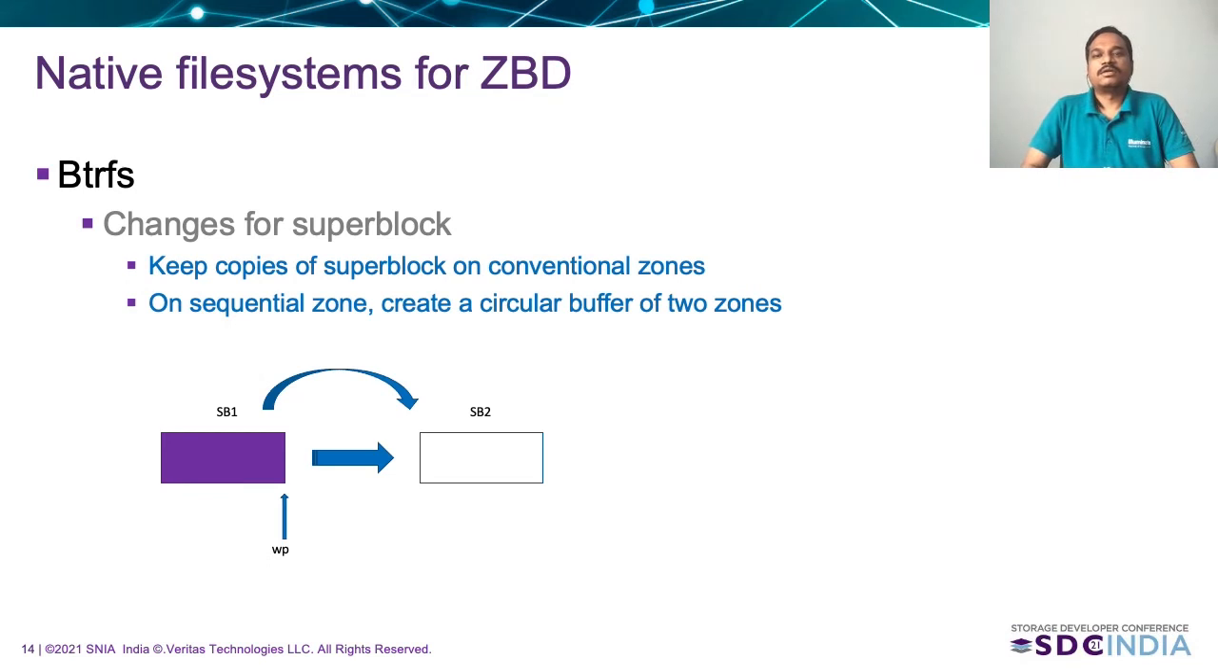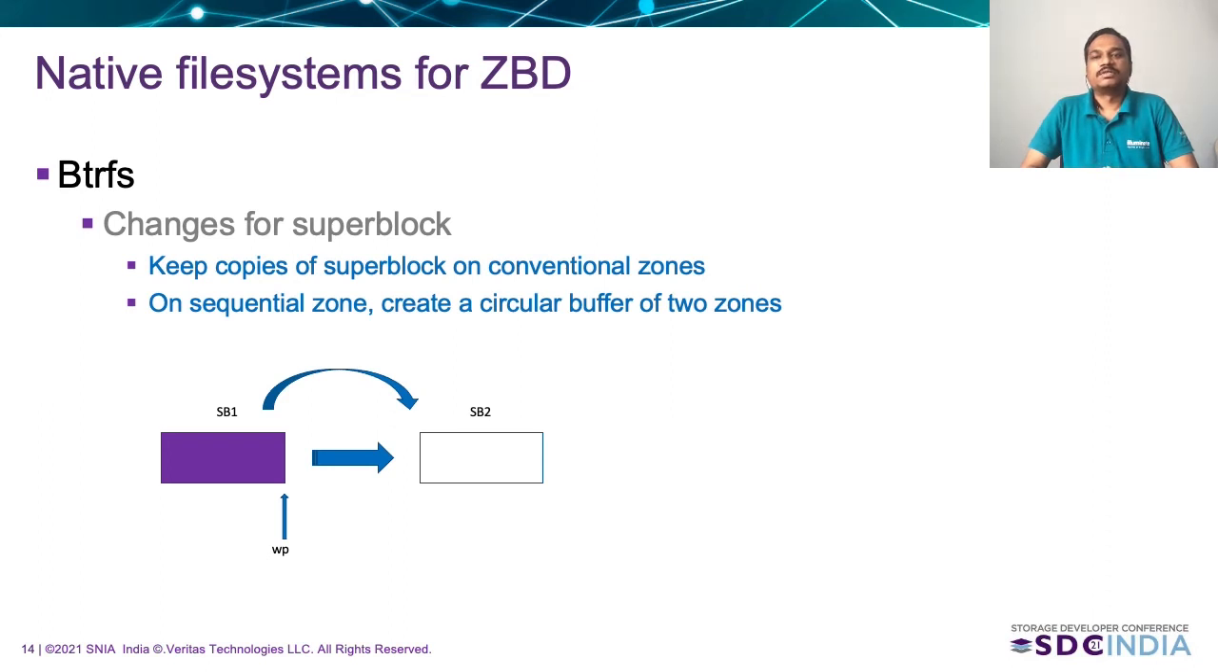Let's talk about some of the latest changes introduced in the 5.12 kernel. The superblock is the metadata of the file system. It has a fixed location on the disk and it can change over time. In the 5.12 kernel, there are changes to keep the superblock and its copy on disk. There are two changes in terms of keeping the superblock on disk.